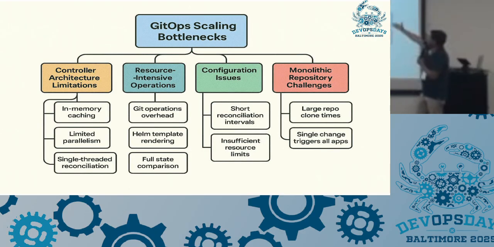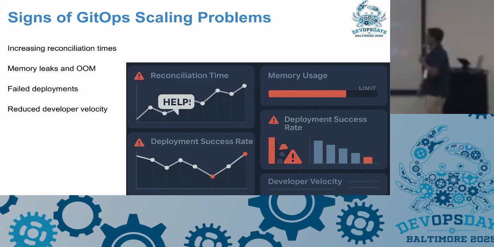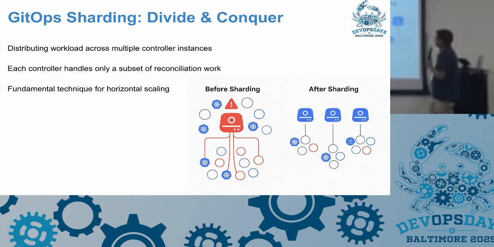There can be a couple of reasons where this problem happens. It could be because of your controller limitations or configuration issues, or the Helm template is taking a lot of resources, or you have a large repository, right? And how do you identify those kinds of problems? You can see increasing reconciliation time: your state is getting updated, applications are updating, but it's taking too long to update them through your GitOps tool.